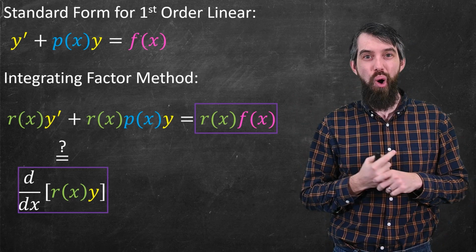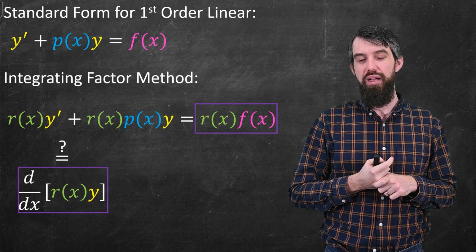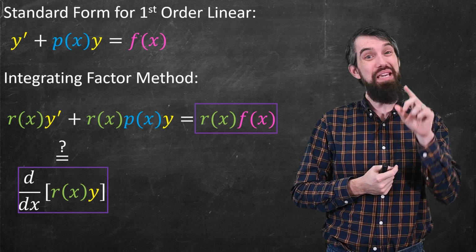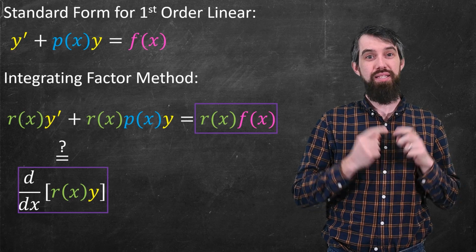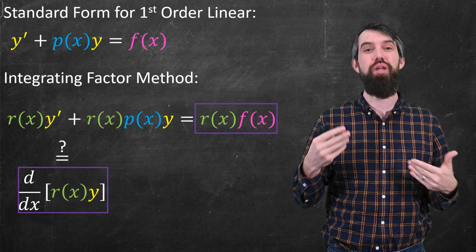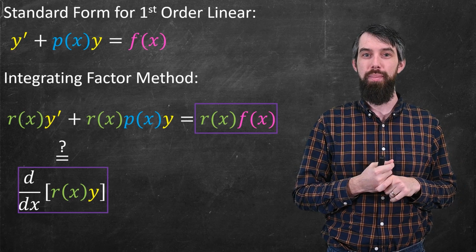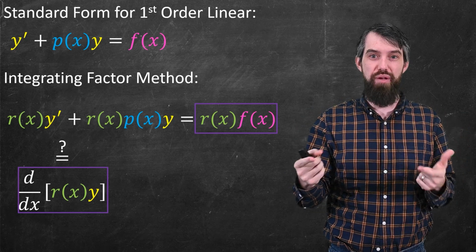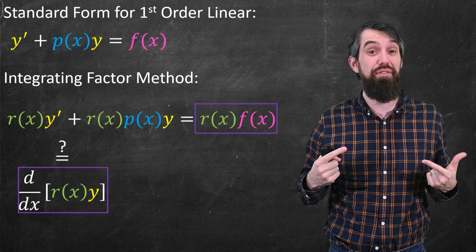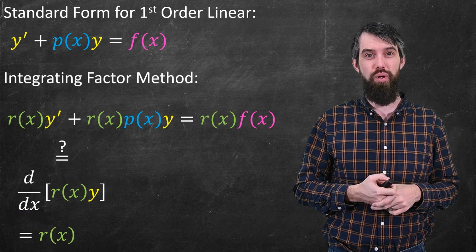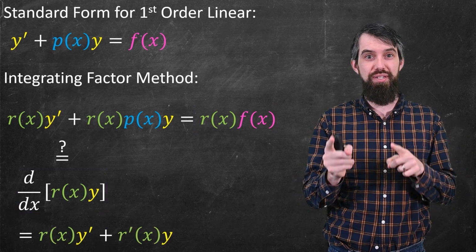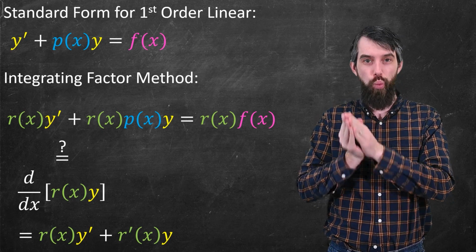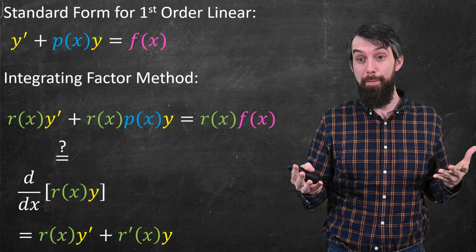But it doesn't at all look like that right now. Well, what if I tailored the r of x to be exactly the thing I needed, such that it was possible to rewrite the left-hand side in this way? So how could I find that? Well, if I could write it as the derivative of r of x times y, that's the derivative of a product, and we would have the product rule. So let me expand out the product rule. It would say r of x times y prime plus r prime of x times y. That would be what we'd get.